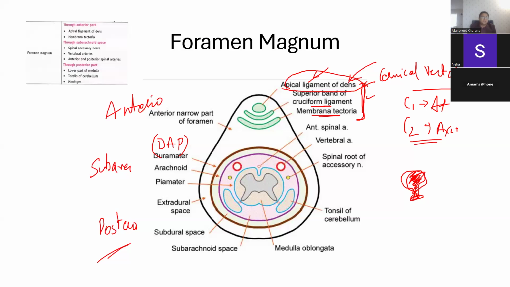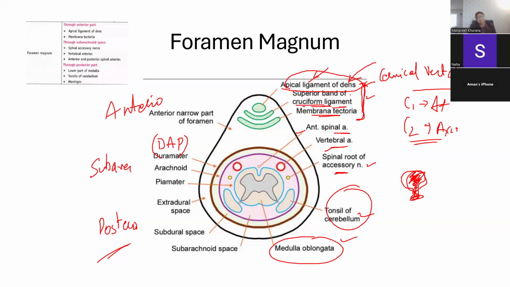The subarachnoid space means below the arachnoid, right? So we have the subarachnoid space. In this subarachnoid space, the structures which are passing are the spinal arteries, right? Vertebral arteries. Then we have the spinal root of the accessory nerve. Posteriorly, we have tonsils of cerebellum and medulla oblongata. So we have tonsil of cerebellum, medulla oblongata, spinal root of the accessory nerve, vertebral artery, and the anterior spinal artery, right? And then we have the apical ligament of dens, membrana tectoria, and the cruciform ligament.